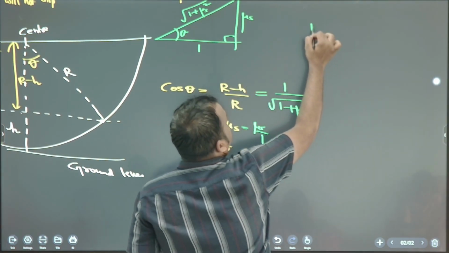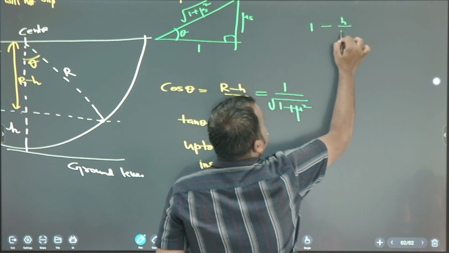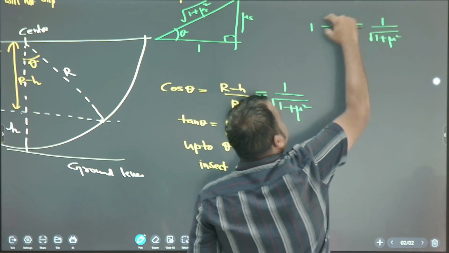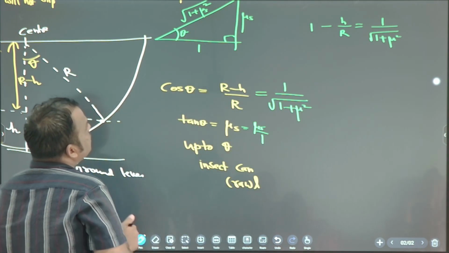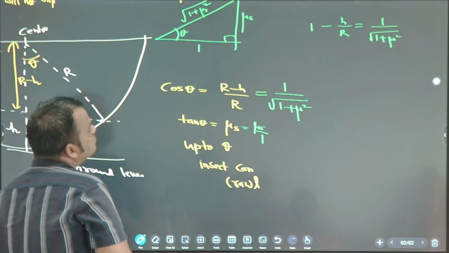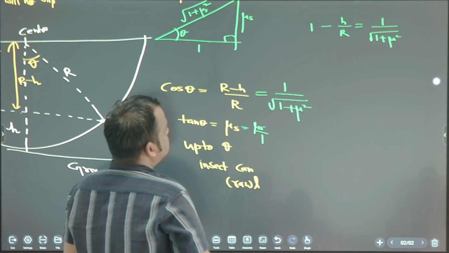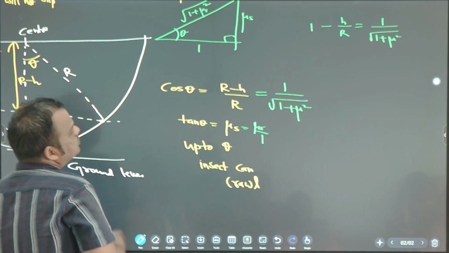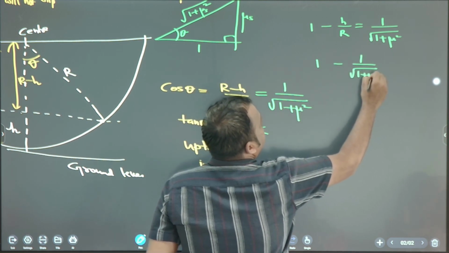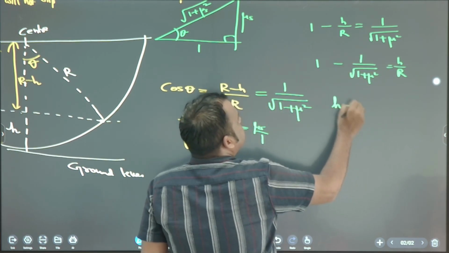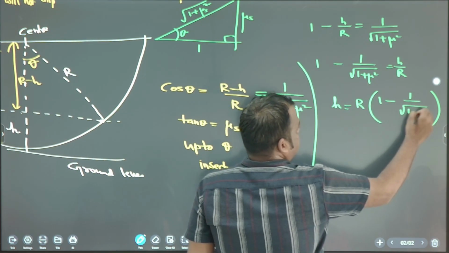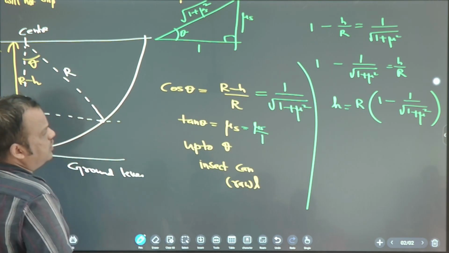So r by r, 1 minus h by r is equal to 1 by square root 1 plus mu square. Okay. Now take this left side. So 1 minus 1 by square root 1 plus mu square is equal to h by r. So what is h? R bracket 1 minus 1 by square root 1 plus mu square. Okay, this is the formula. Note down. This is the h.